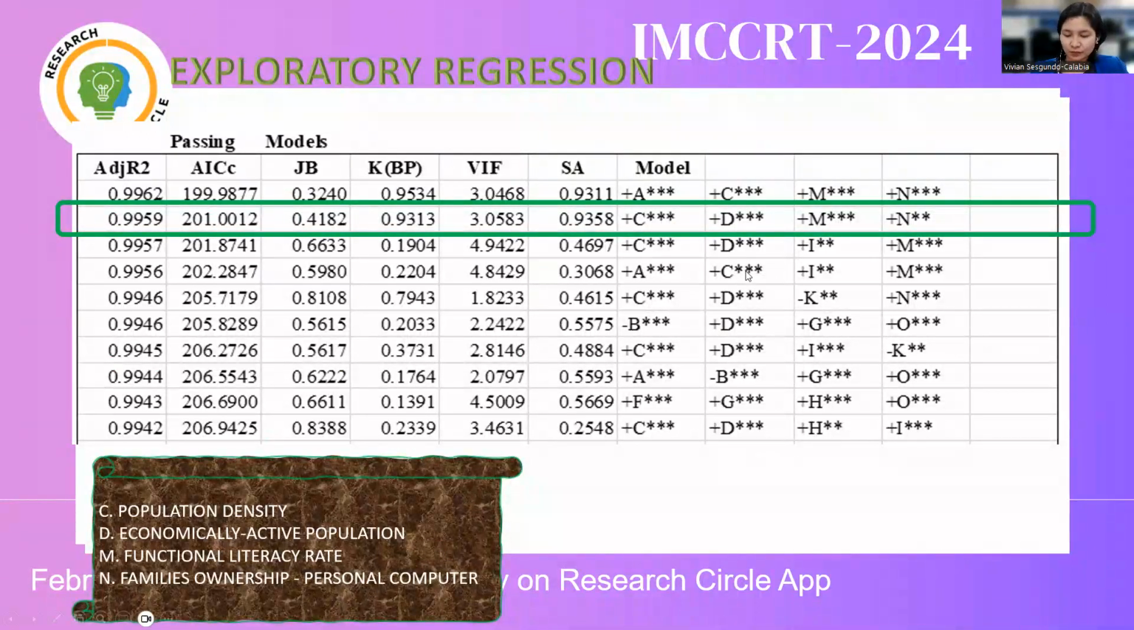Then we opted to choose the second model with the highest AICc. The reason is that we mentioned earlier that we wanted to have one variable to represent the categories of each variable. Let's say, for example, for the second model, C is the population density, which represents the economic variable. D, economically active population.